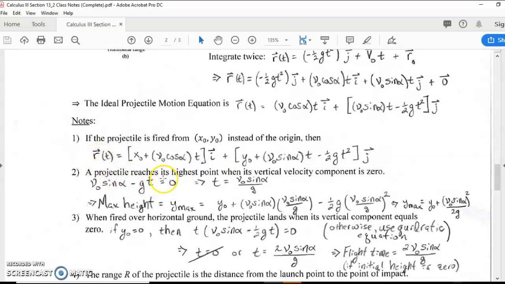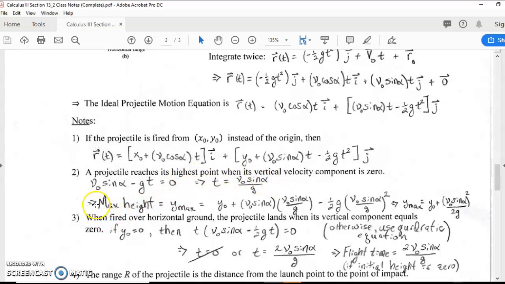Now, when does a projectile reach its highest point? Well, when its vertical velocity component is 0. Now, its vertical velocity component, that means the j, right? That's vertical. So the vertical velocity component would be taking the derivative of this because this is position. So the vertical velocity component would be v naught sine of alpha minus gt. So when I set that equal to 0, I can solve for t, and I get v naught sine alpha over g. Okay, that's when a projectile reaches its highest point.